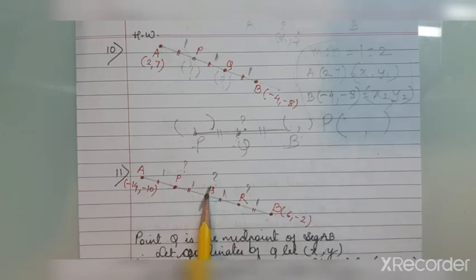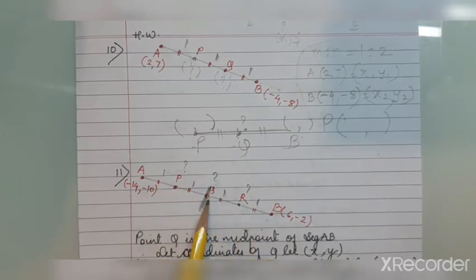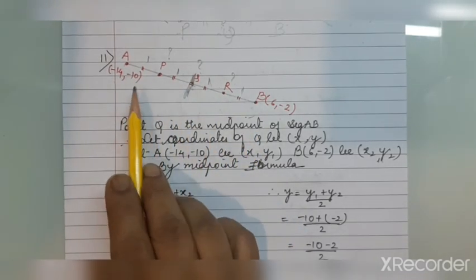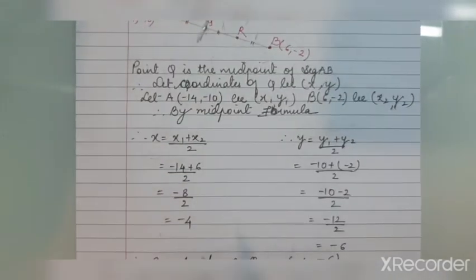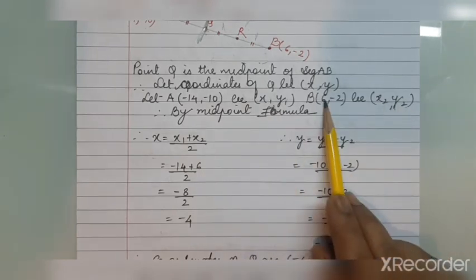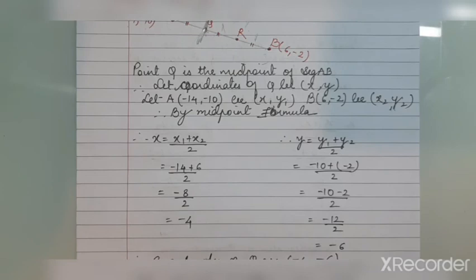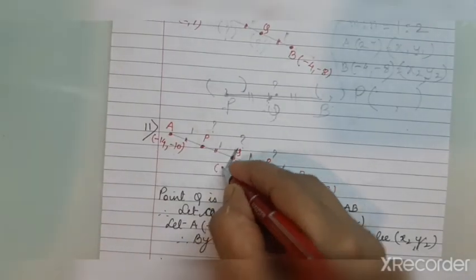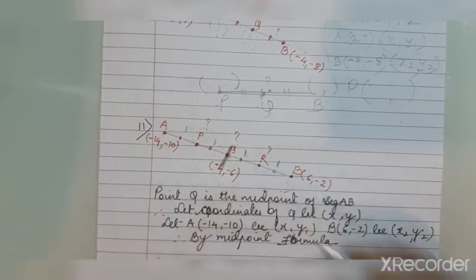I explained how Q becomes the midpoint. With 4 equal parts, from Q to A it is 2 units, and from Q to B it is 2 units. So by the midpoint formula, we can find Q, that is (x1 plus x2) upon 2 and (y1 plus y2) upon 2. Here x1, y1 are the point A, and x2, y2 are the point B. In this way, we get the coordinates of Q as -4 and -6.